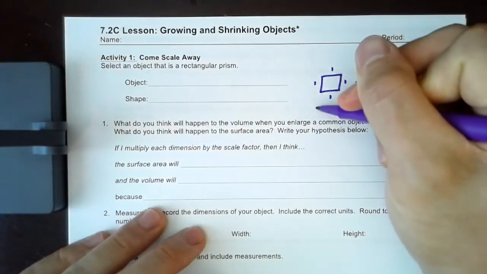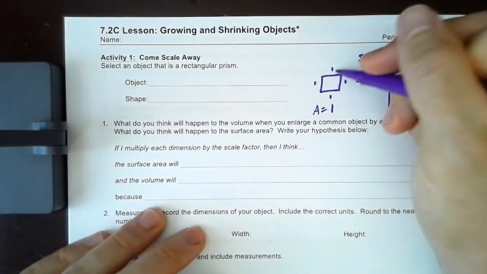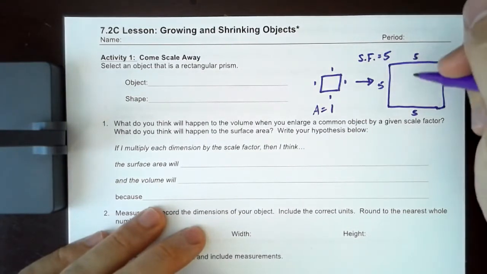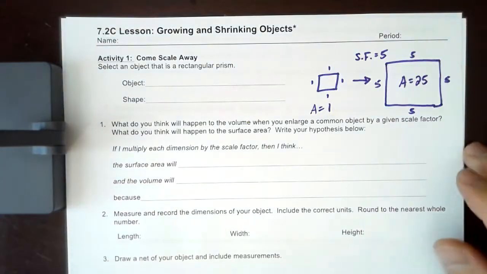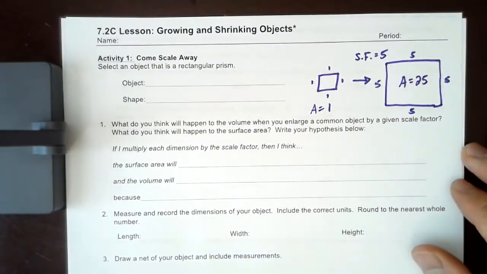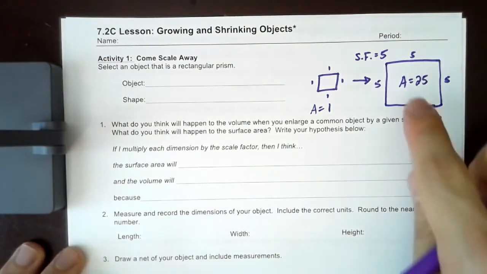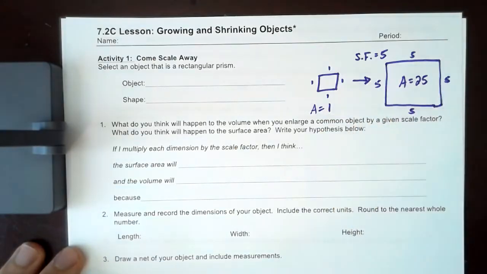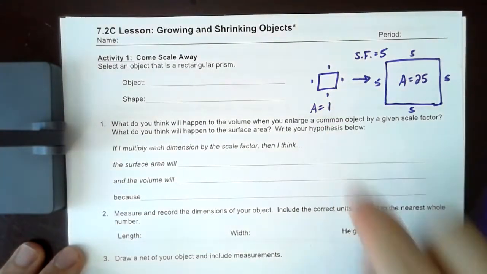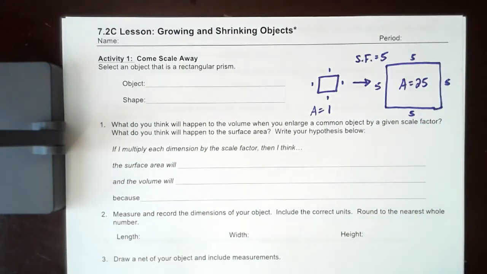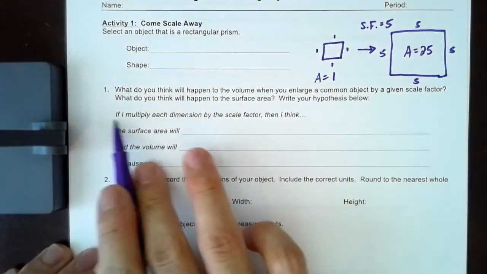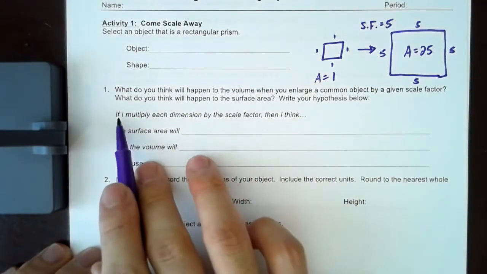The area of this original used to be 1. 1 times 1 was 1. But now this area is 25. Why? Think about it. Why did the area get 25 times larger than the first original area? It has everything to do with the dimensions, class. So let's go over this paragraph.